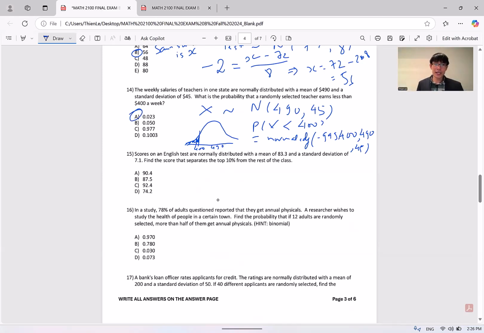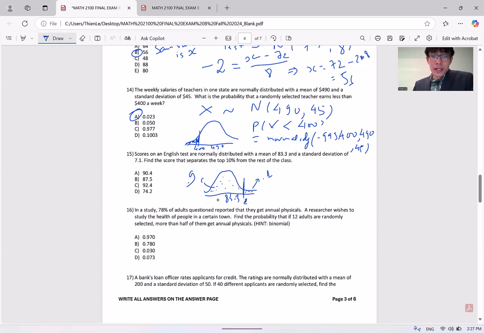Scores on an English test are normally distributed with mean 83.3 and standard deviation 7.1. This problem is kind of backward of the previous one. You have the normal distribution here, and you want to find the score that separates the top 10%. The top 10% means whatever remains below is 90%. So basically here, you just find the 90th percentile value of the English test score.